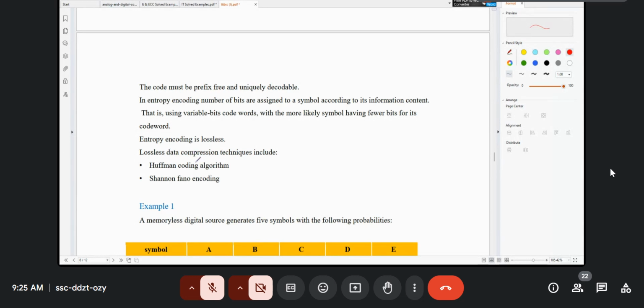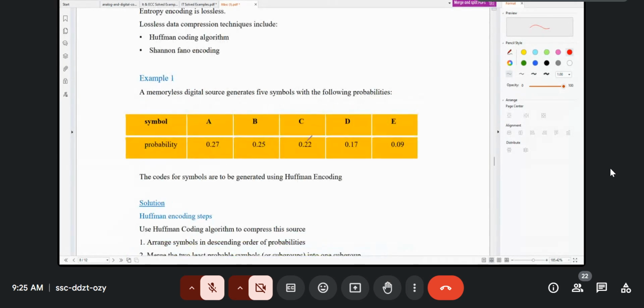So here we are. We are going to use the Huffman coding algorithm, and then we are also going to look at the Shannon-Fano encoding algorithm. So here we have a memoryless source that generates 5 symbols with these probabilities.